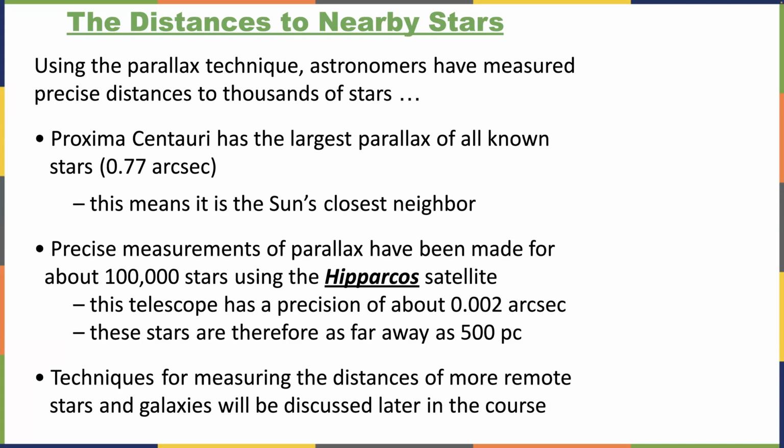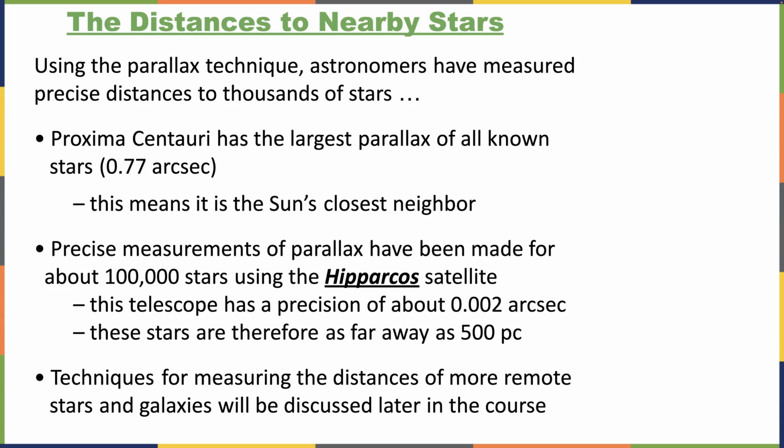One example is Proxima Centauri. Now, Proxima Centauri has the largest parallax of all known stars for us. Why is that? Anybody? I think you should understand now that Proxima Centauri has the largest parallax angle of all known stars. That's because it should be the closest star for us, right? So these are things that are connected to each other. And this parallax angle is measured to be 0.77 arcsecond.